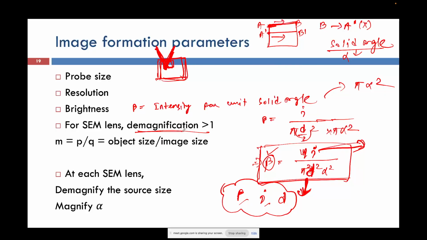In SEM lens the demagnification is always greater than 1. Why? Because the demagnification is given by P by Q, where P is the object size and Q is the image size. The magnification was image size by object size, and here it is object size by image size. It is the reverse. And for SEM lens, the demagnification of the source size and the semi aperture angle, alpha, happen by the same factor.